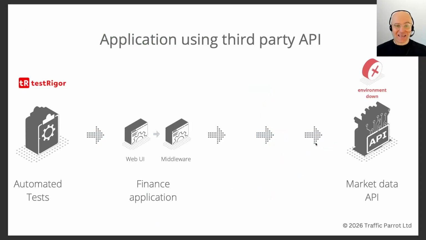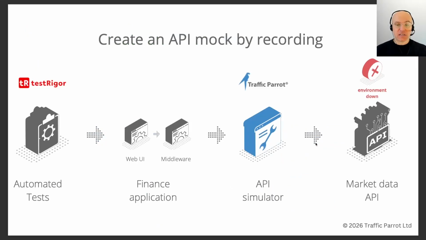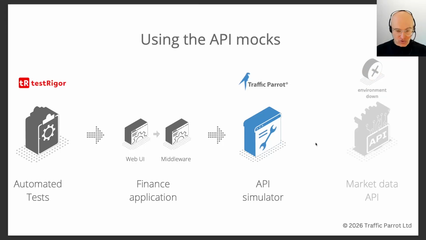How would that work in our case? Well, what we can do is put API simulators, also called mocks or virtual services, between the finance application and the market data API to record the traffic between the middleware and the backends while we're running our tests, and then put it into playback mode. And what that gives us is the ability to test our finance application and run our testRigor test without having to communicate with the environment that's intermittently down. And the finance application, the middleware, will only be communicating with Traffic Parrot API simulators. Okay? So let's have a look at how that would be done.